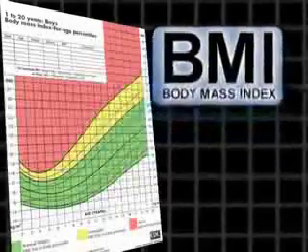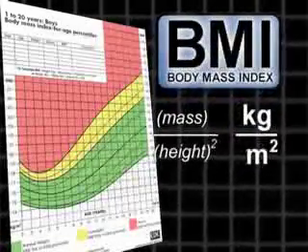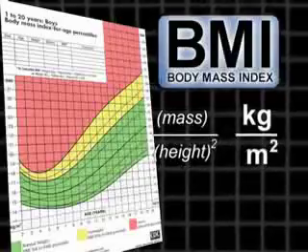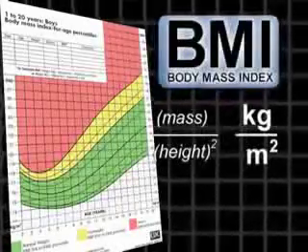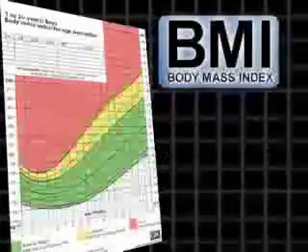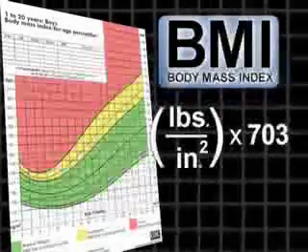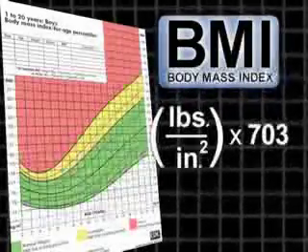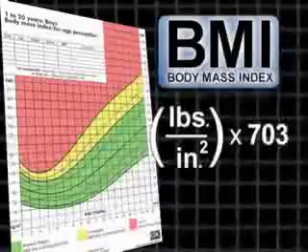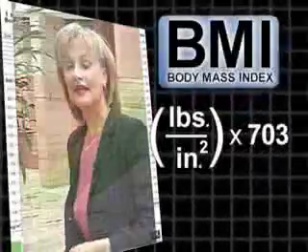BMI, or body mass index, is measured by dividing the mass of the subject in kilograms by the squared height in meters of the subject. Alternatively, if height and weight are measured in pounds and inches, weight divided by the squared height is multiplied by 703. There are several tools to calculate BMI.